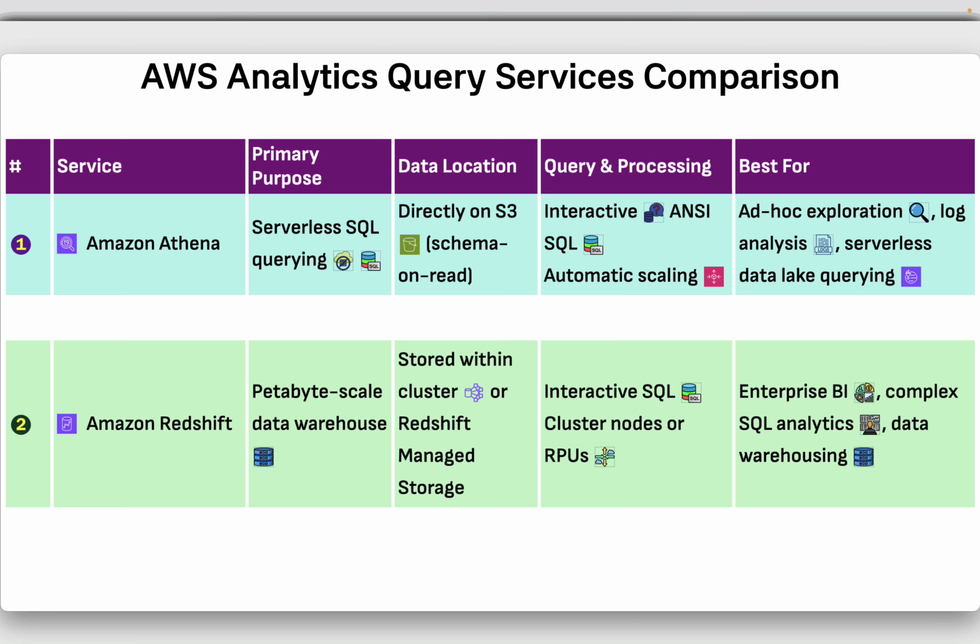Query and processing: interactive SQL. Cluster nodes are all Redshift processing units. Best for enterprise business intelligence, complex SQL analytics and data warehousing. It's very fast. It can serve data much faster than Athena, and this is to power your dashboards which are mission critical, where you want to show information non-stop as it changes, or you want to run massive, huge analytics queries.